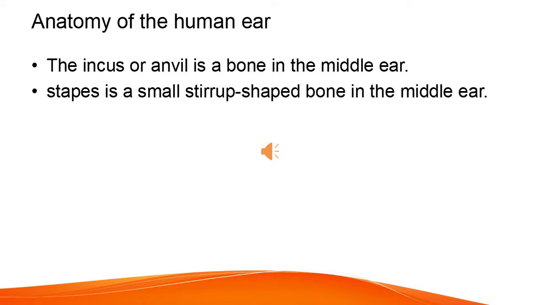Anatomy of the human ear. The incus, or anvil, is a bone in the middle ear. The stapes is a small stirrup-shaped bone in the middle ear.